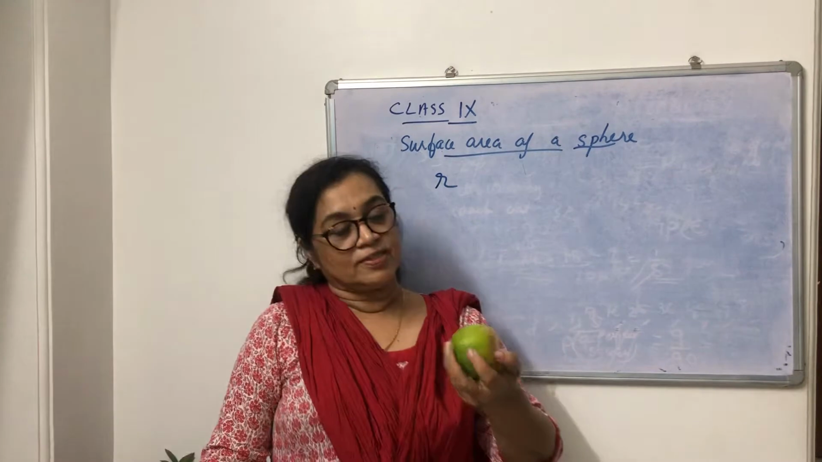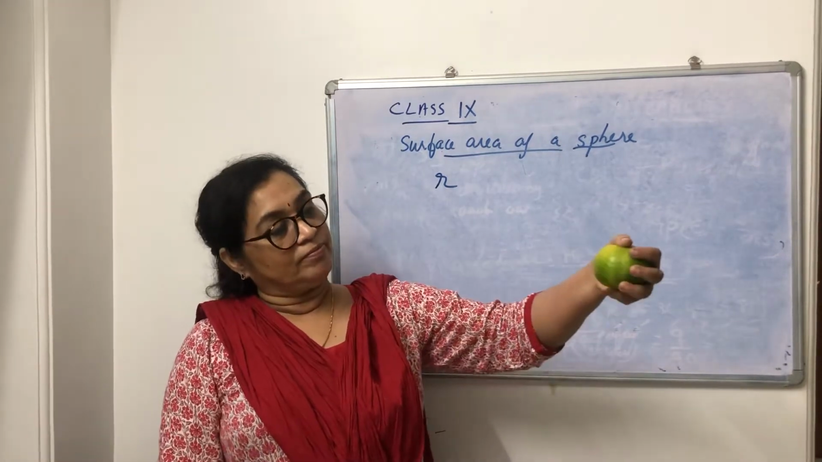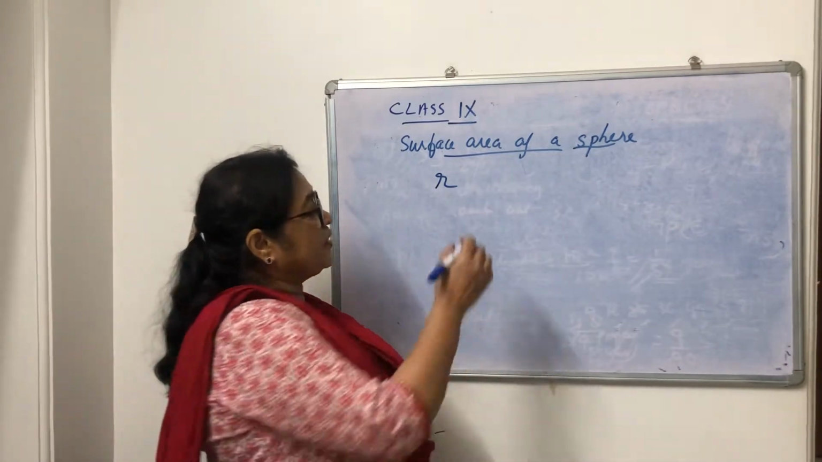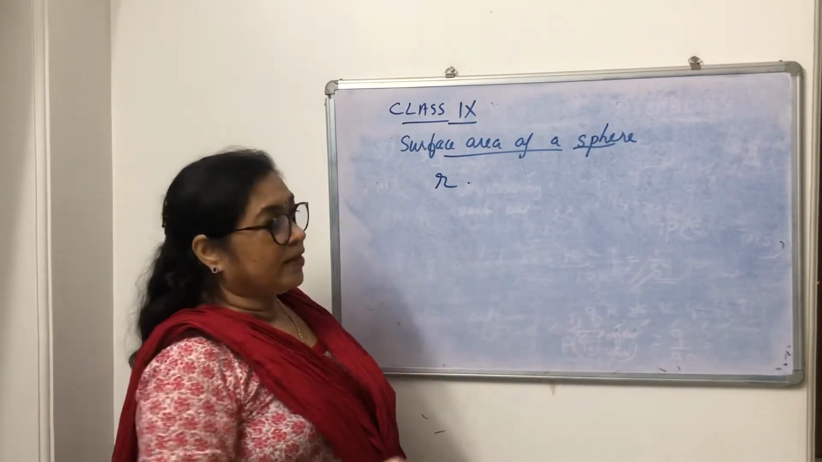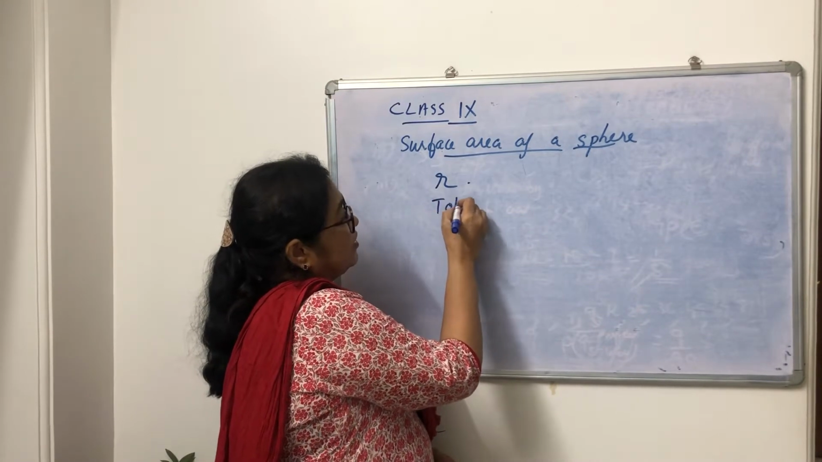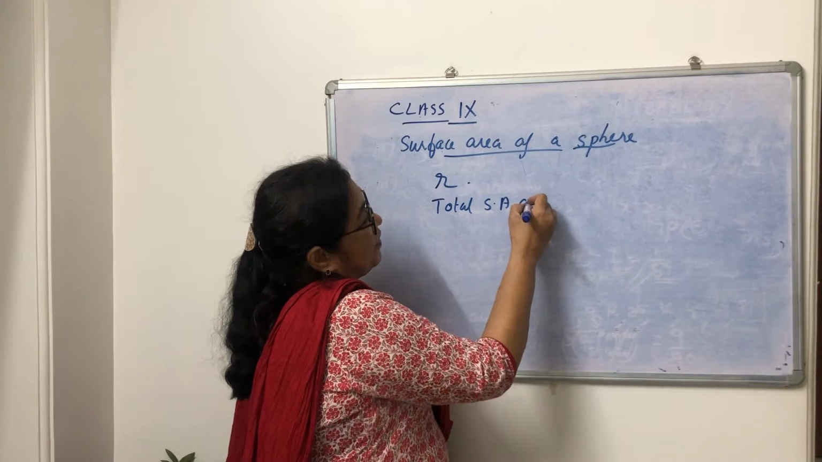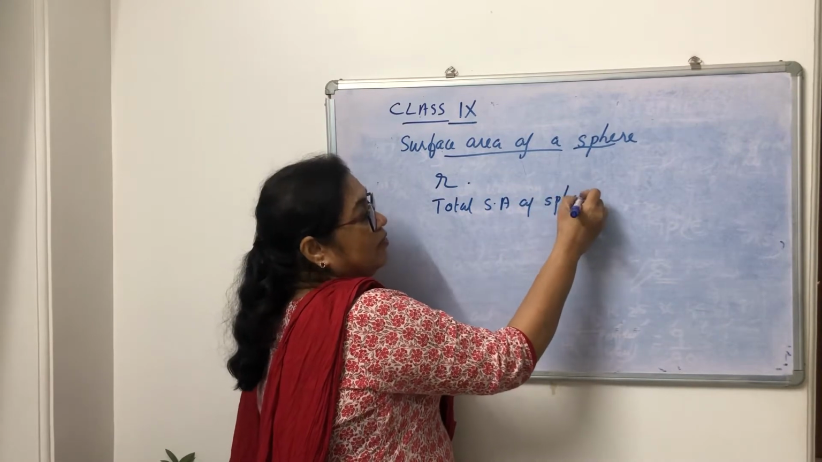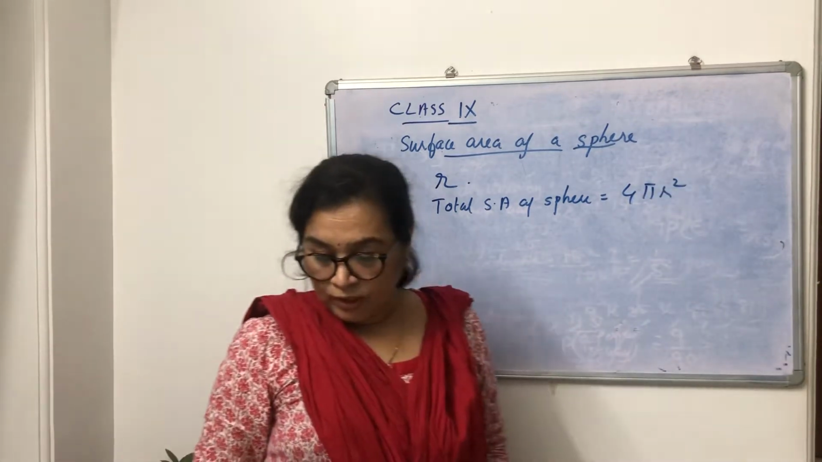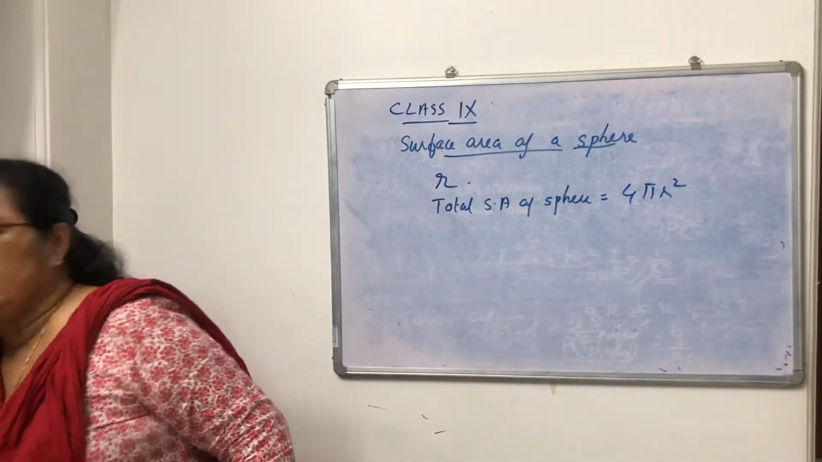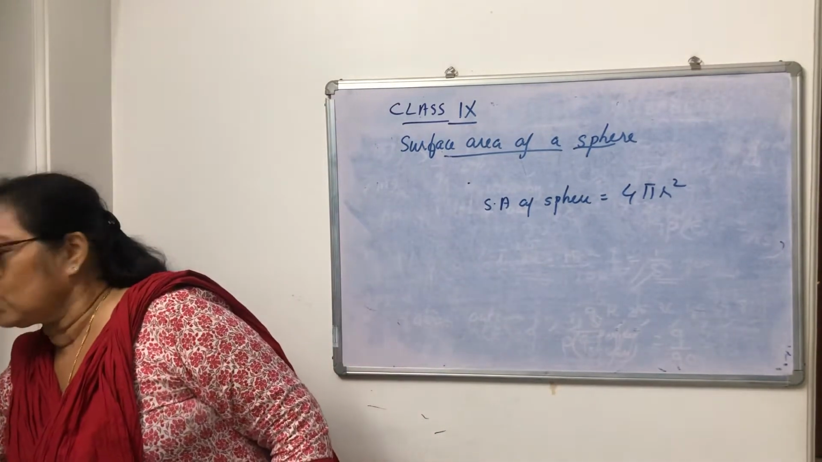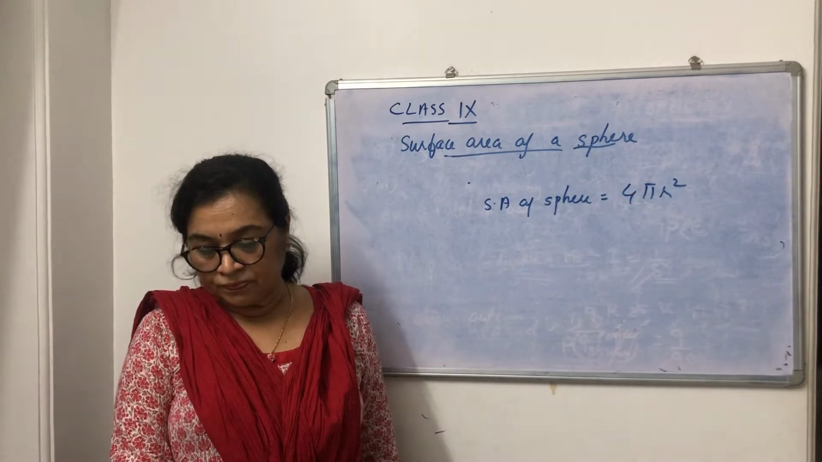You can say this is the shape of a sphere, and if the radius of the sphere is r, then the total surface area of the sphere is equal to 4 pi r squared. If you don't write "total" that is also fine, because it is understood that it is the total surface area of the sphere.